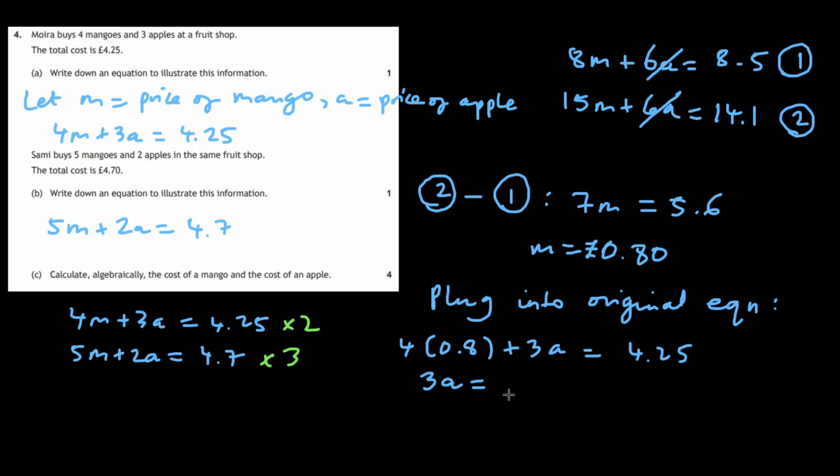So that's 1.05. And then A is 0.35, so A is 35 pence. And then M is 80 pence.